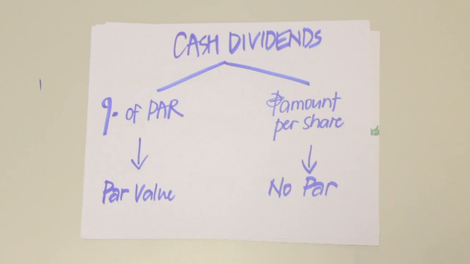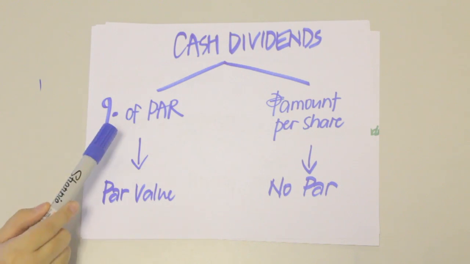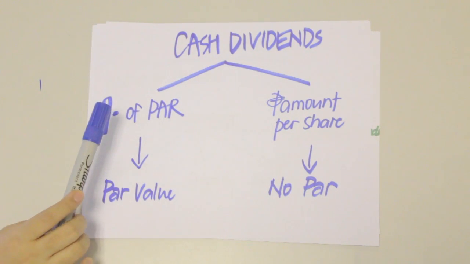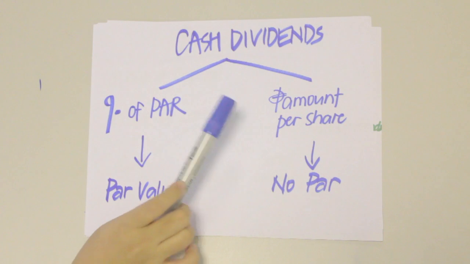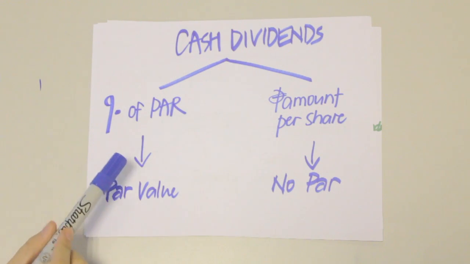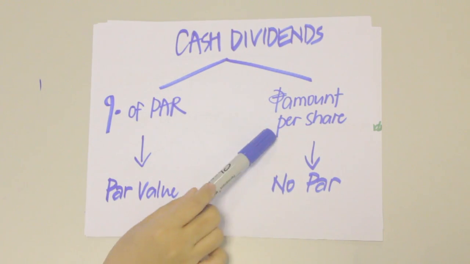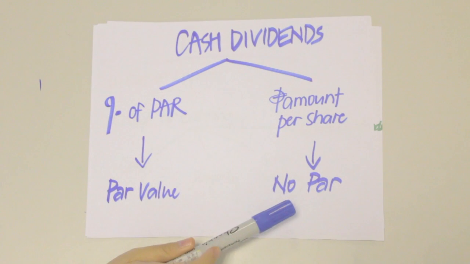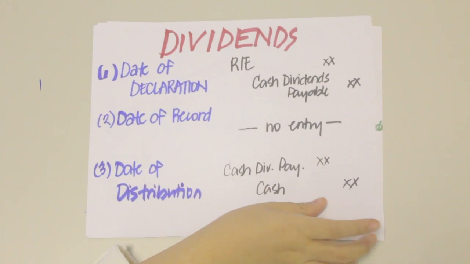So cash dividends can be expressed either as a percentage of par or as a certain peso amount per share. The first is applicable to par value shares, while the second is applicable to no par value shares. So important dates to remember are the following.